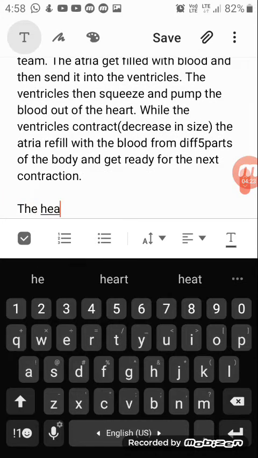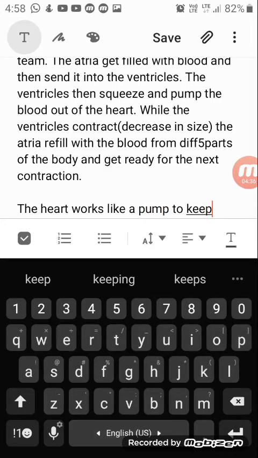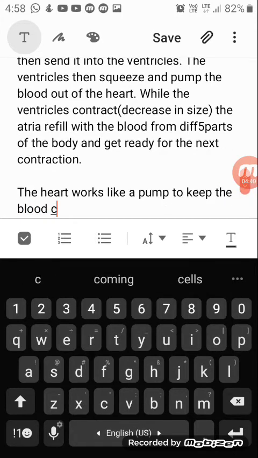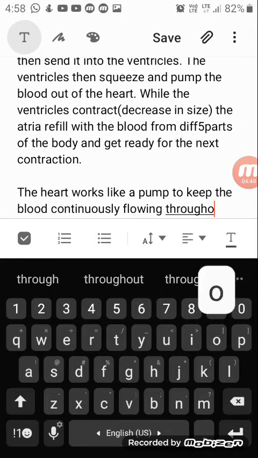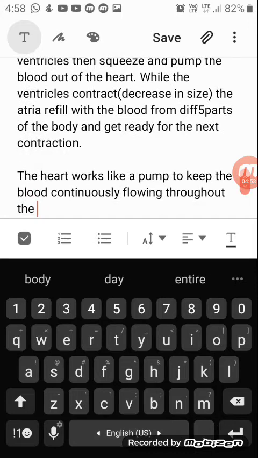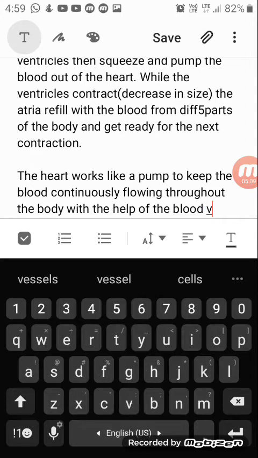The heart works like a pump to keep the blood continuously flowing throughout the body with the help of the blood vessels.